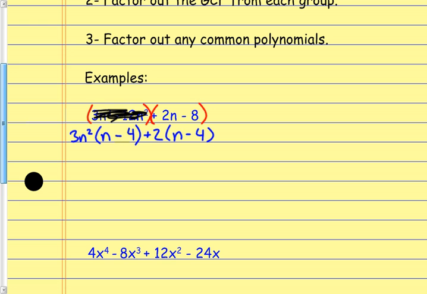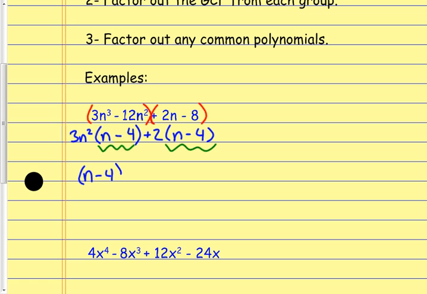Okay? So now looking across, I'm going to look for common polynomials. I've already done the first 2 steps. I put them in groups, and I factored the greatest common factor out of each group. Now I see this n minus 4 repeats. So I have an entire binomial that's listed twice here, and I'm going to factor out that binomial. So I take the n minus 4 and I factor it out of here.